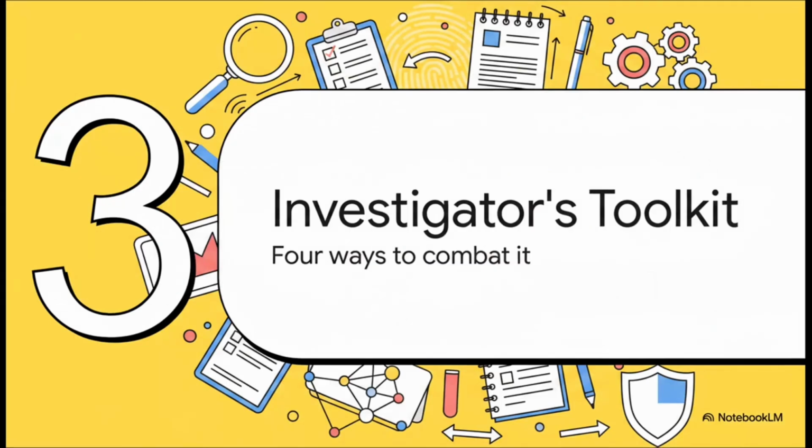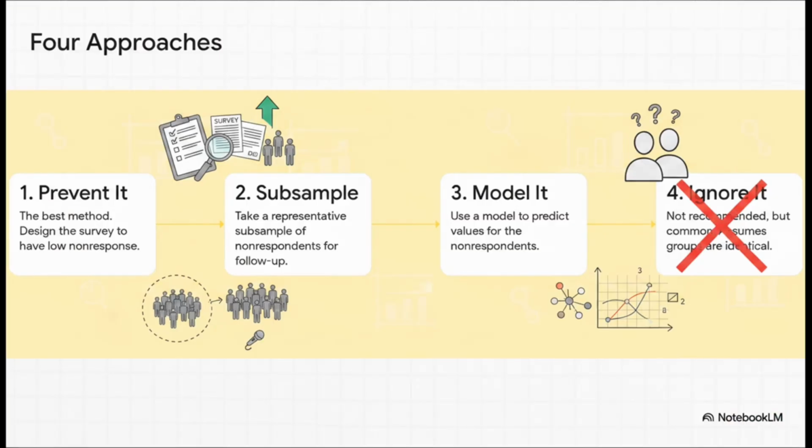Okay, so we've defined the crime and we've identified our prime suspect, bias. So what do we do? How do we fight back? Well, luckily for us, we've got a whole toolkit of methods to deal with non-response. There are basically 4 main strategies. The first, and hands down the best, is to prevent it from happening in the first place. That means better survey design, better training, maybe offering incentives.